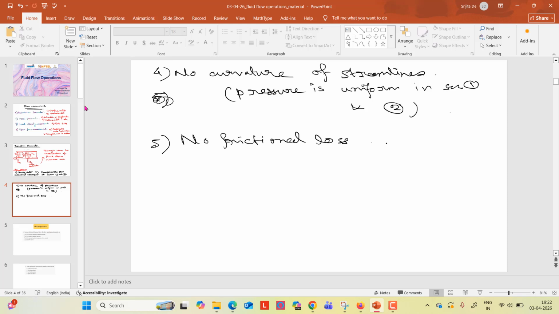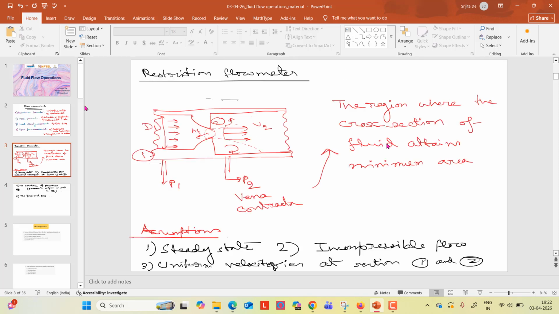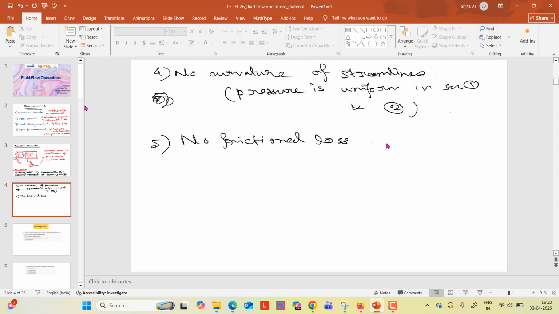Okay, so we are here to try to find the basic equation through which we can actually define the system of restriction flow measurements, the restriction flow meter. That is why we are taking so many assumptions, to simplify the basic equation. And if you keep adding each assumption, then the equation will keep changing.